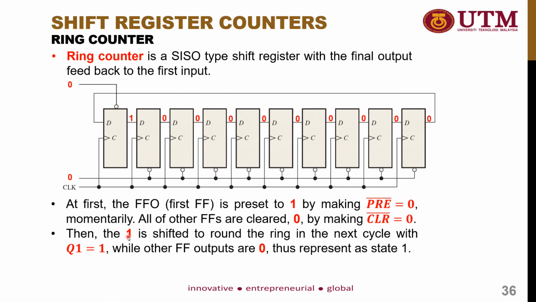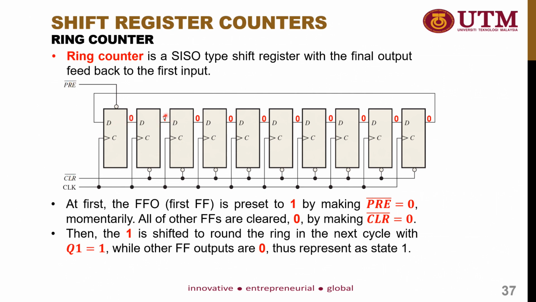So then the value of 1 is shifted round the ring in the next cycle with Q1 equals 1, while other flip-flop outputs are 0, thus representing state 1. So at each clock cycle, the value of 1 will be transferred to each flip-flop. Right now, flip-flop 1 has the input of 1, so its output will become 1 later on. And then the output of the last flip-flop is going to be the input of flip-flop 0. So the output will become 0.